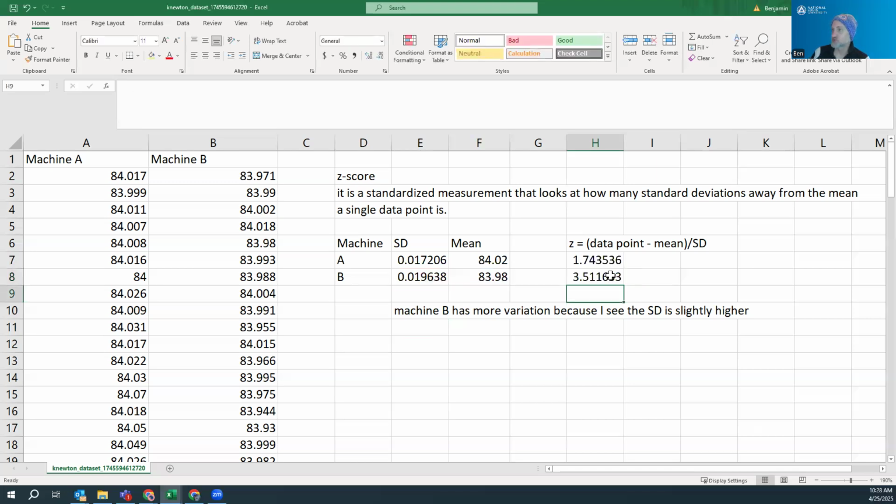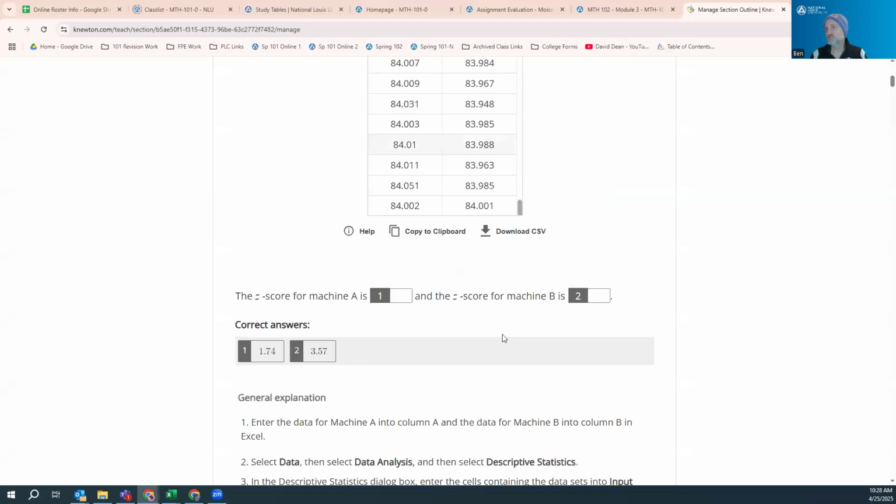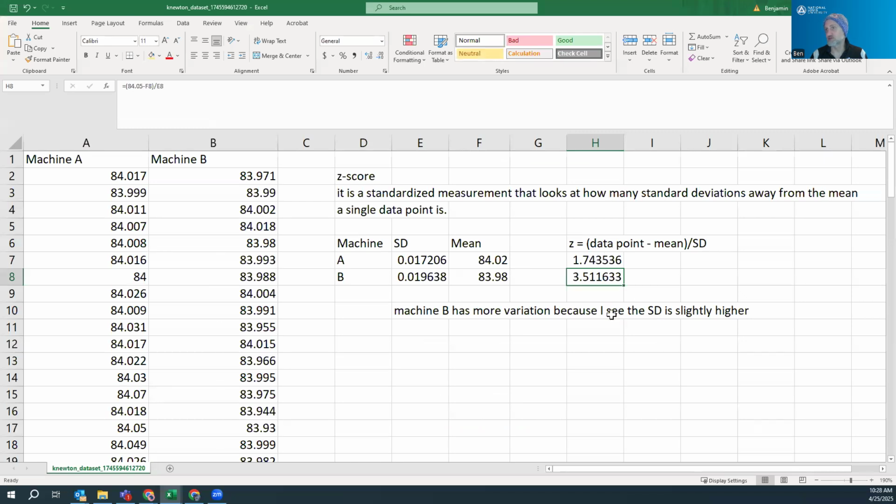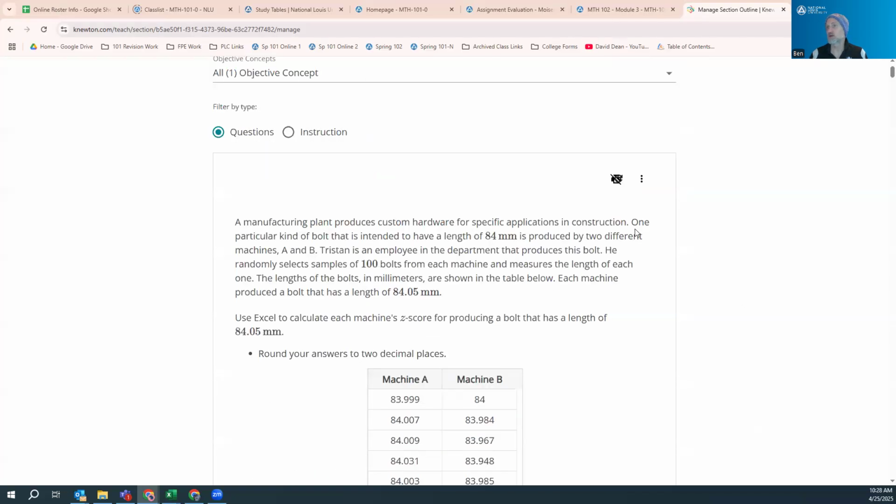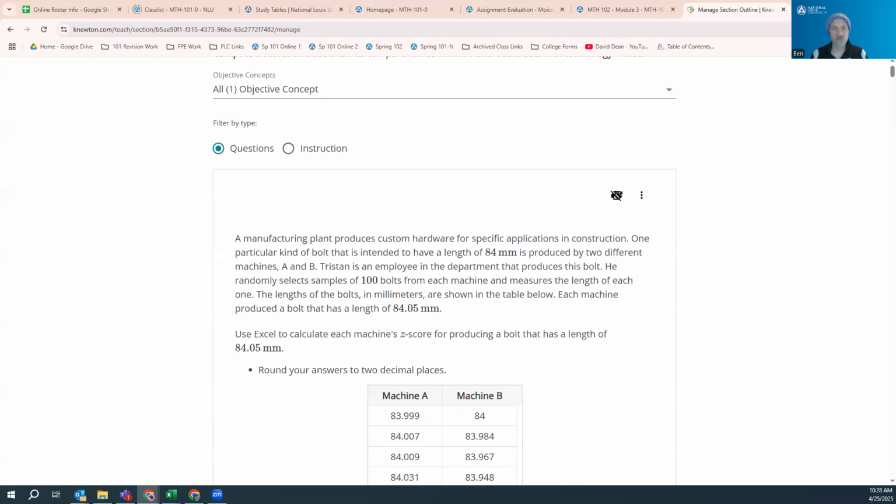I think the biggest thing making this one so much bigger than this one is just that the 84.05 is on the large side. Because the mean is on the small side, we're further away from the mean. So we're saying we're 3.5 standard deviations away from the mean. We're not going to talk about the interpretation of that; we just need to answer the question. And so, yeah, 1.74, 3.57, rounded to the nearest hundredth. Okay, hope that helps. And I'm going to post that.